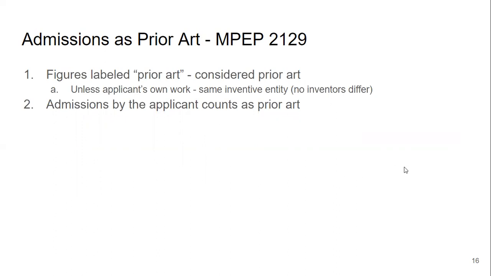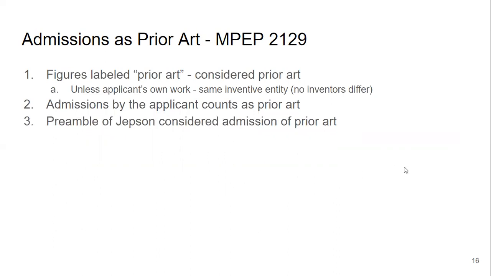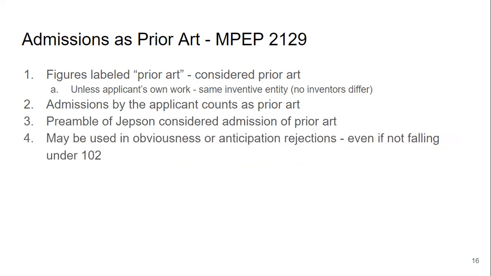But basically, admissions by the applicant. The preamble of a Jepson claim is considered admission of prior art because you are saying, this is the state of the art at this time, and here's how I'm improving upon it. Any admissions as prior art can be used in obviousness or anticipation rejections, even if they're not falling under 102. So even if they're not prior art documents under 102, they can still be used in these rejections.